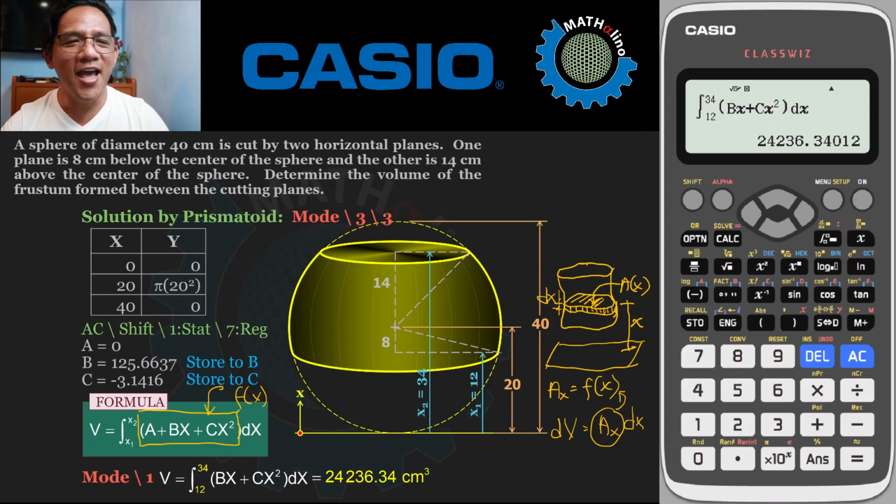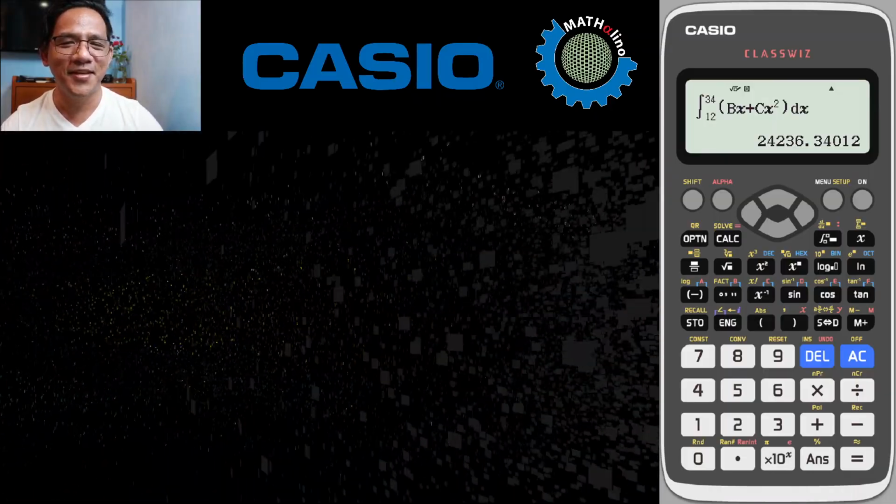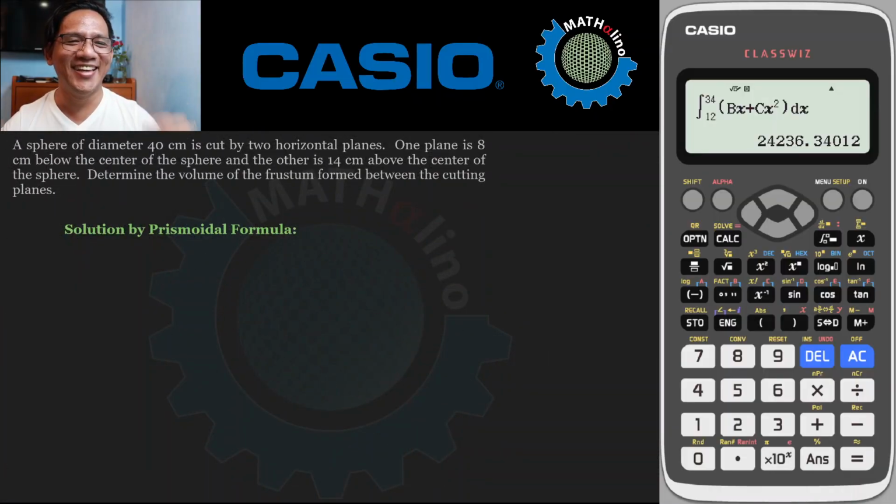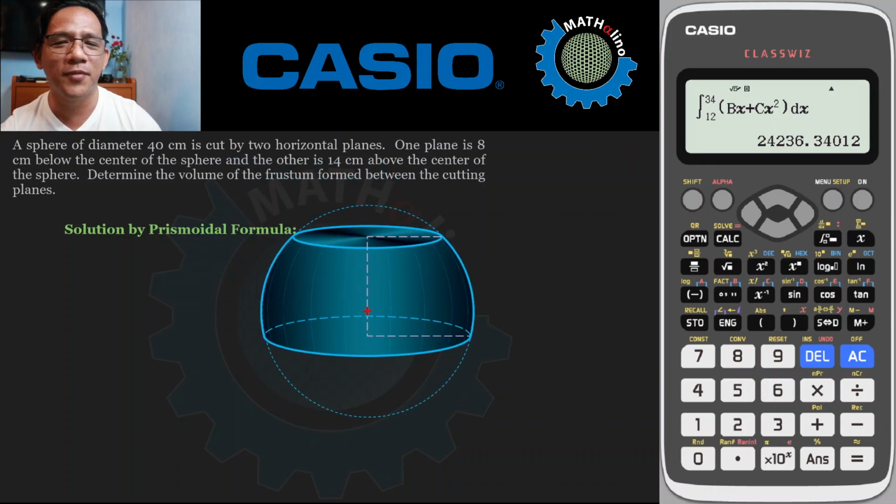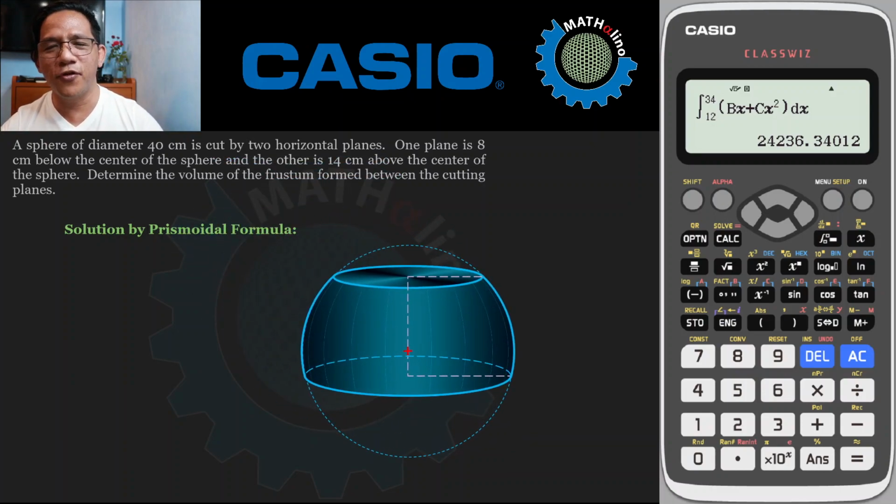Okay, another solution for this problem. Now this one, the prismoidal formula. The previous solution is for the general prismatoid. This one is the prismoidal formula, where you need to find the area of the midsection. So this is the volume if you memorize the formula: L over 6, area 1 plus 4 times the area of the midsection plus area 2.